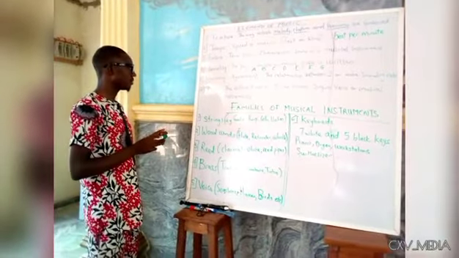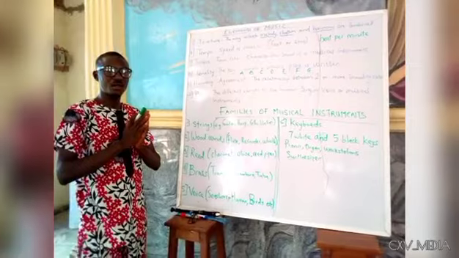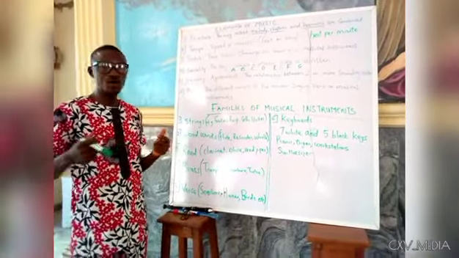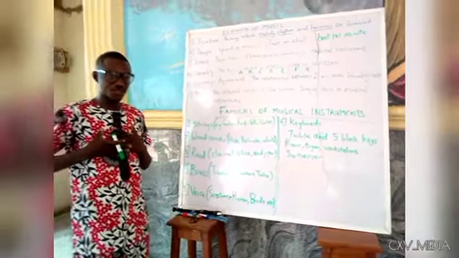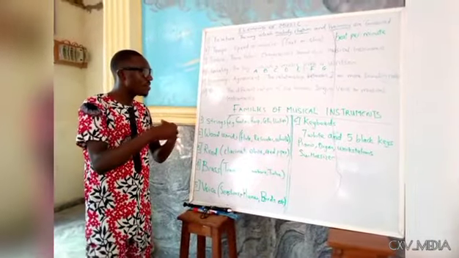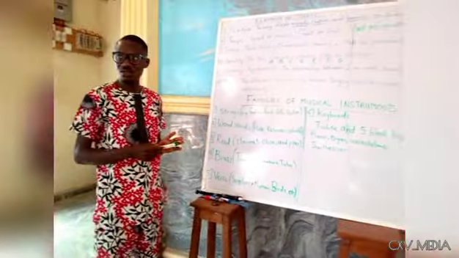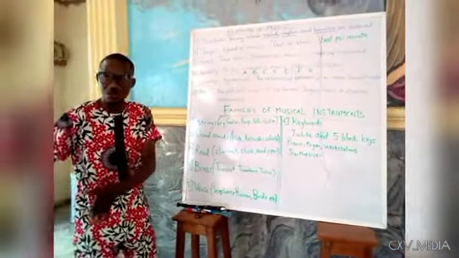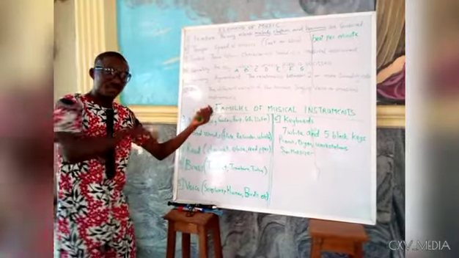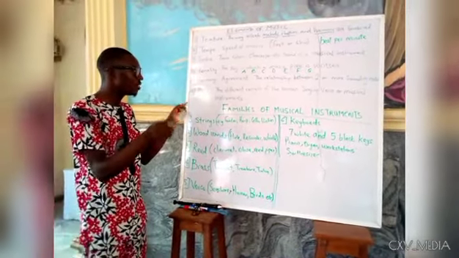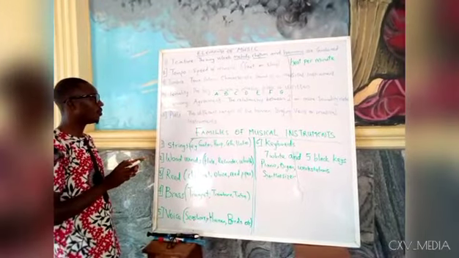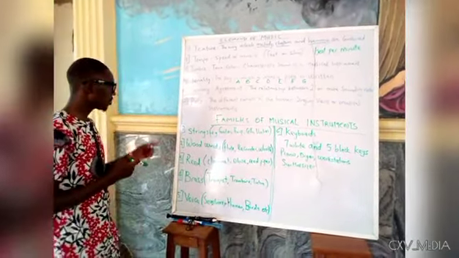Element number 11, harmony. Harmony is all about agreement: the relationship between two or more sounding notes. A vocalist singing, a drummer playing drums. If there is no agreement between the two of them, then it is not musical. There must be agreement between the drummer and the vocalist, the keyboardist or the pianist and the violinist. Two or more sounds coming together should be in accord, which is the element called harmony.